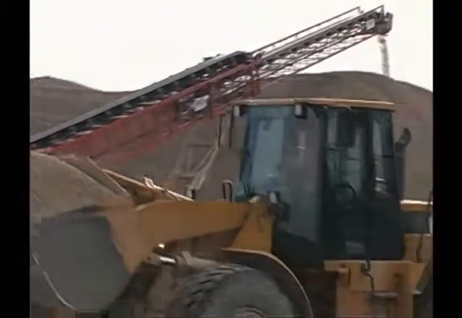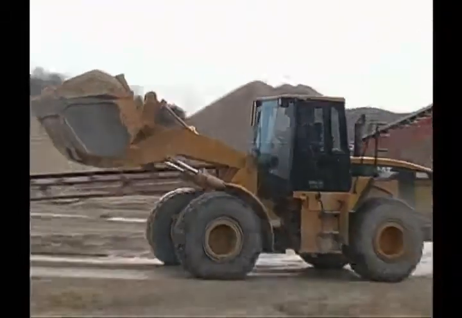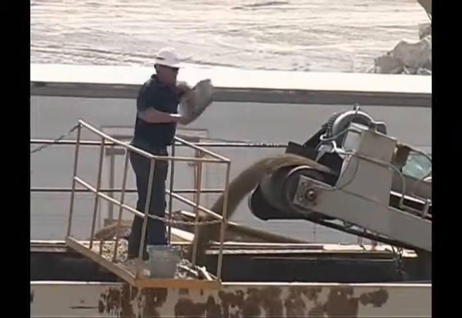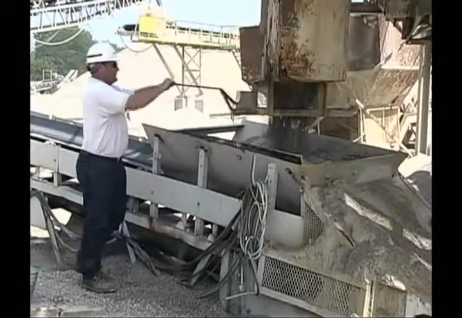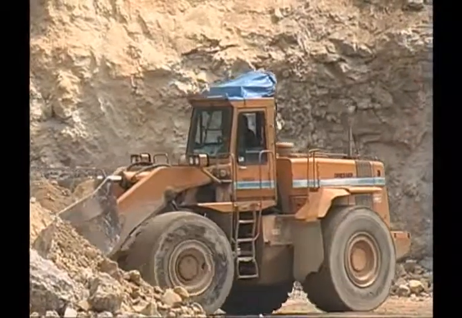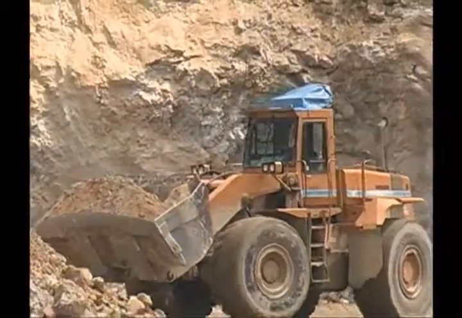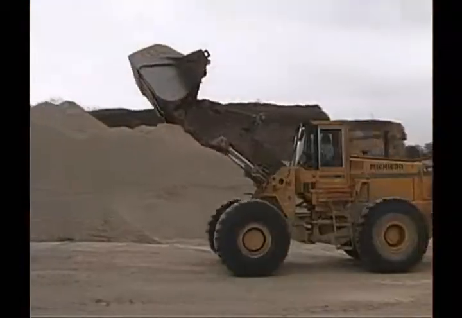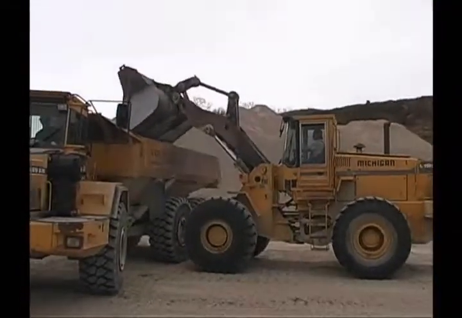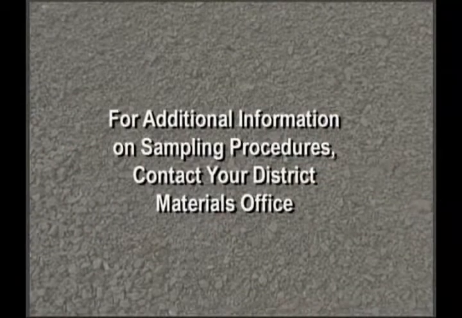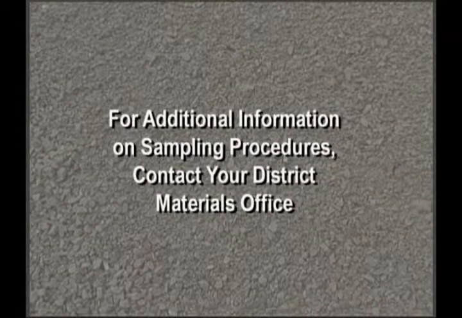You were shown examples of typical production procedures as well as recommended sampling techniques. You will encounter a variety of different production methods in the field. When proper inspection is practiced, you will be sure of getting a good product. Remember, if your sample is not representative, it's not worth the effort put into getting it. For additional information on sampling procedures for these operations, contact your district materials office.